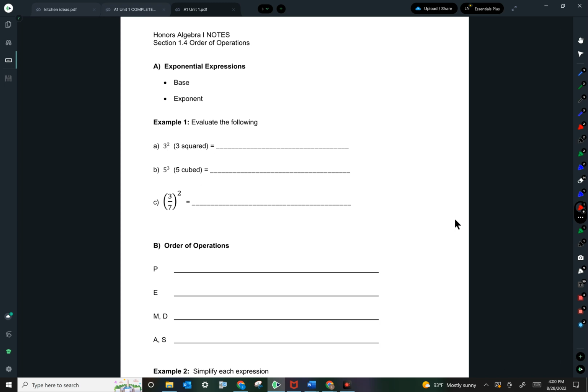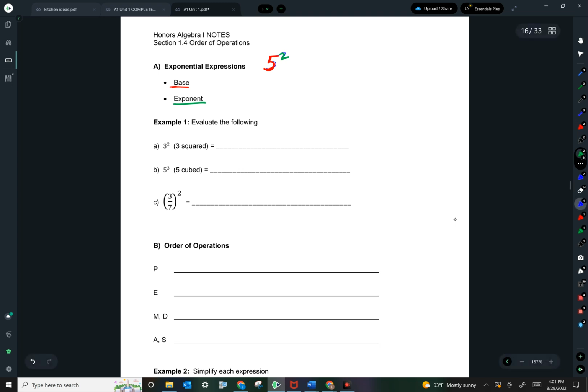If you have, for example, let's say 5 squared, right? 5 to the second power. The base is the 5. Okay, we'll just kind of do a color code here, right? The base is the 5, and the exponent, can make that a little darker, is the 2. The exponent is the 2.